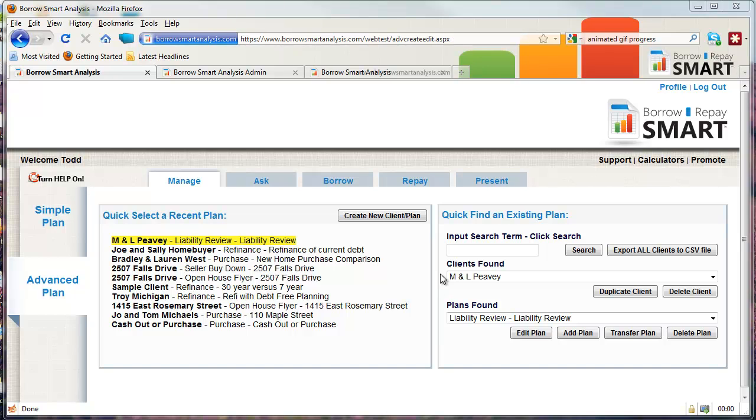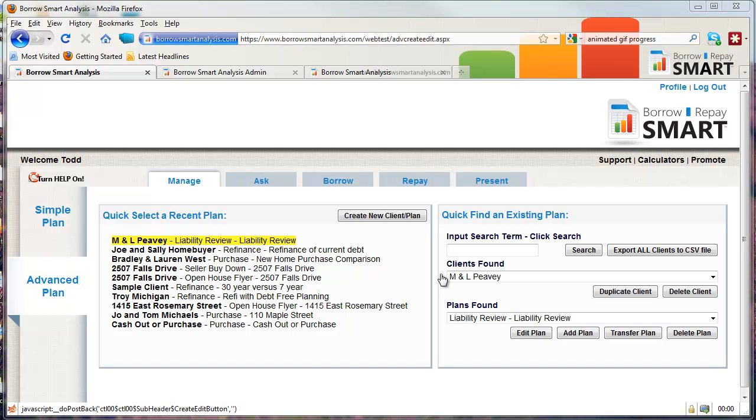What he's doing, and I'm going to take you through the process as he laid it out to me, is he is using the advanced plan feature. So he goes in and creates a new client, and I'm going to use a client he sent me, which is, I've changed some of their information, M&LPV. And he's doing what he calls a liability review. So each time he has a client come in for a review, he makes sure that he inputs their information into the software using the Ask tab.